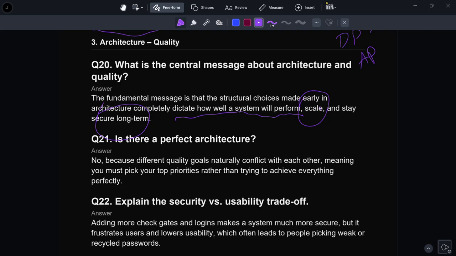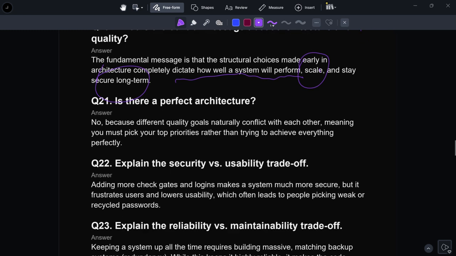So what we understand from this is that you can easily rewrite a messy function or fix a bug in a day, but if you make a mistake with your system's core architectural structures, fixing it later requires completely tearing down the application and rebuilding it from the ground up, costing the business immense time and money. Now we need to understand: is there any perfect architecture? No, because different quality goals naturally conflict with each other, meaning you must pick your top priorities rather than trying to achieve everything perfectly.